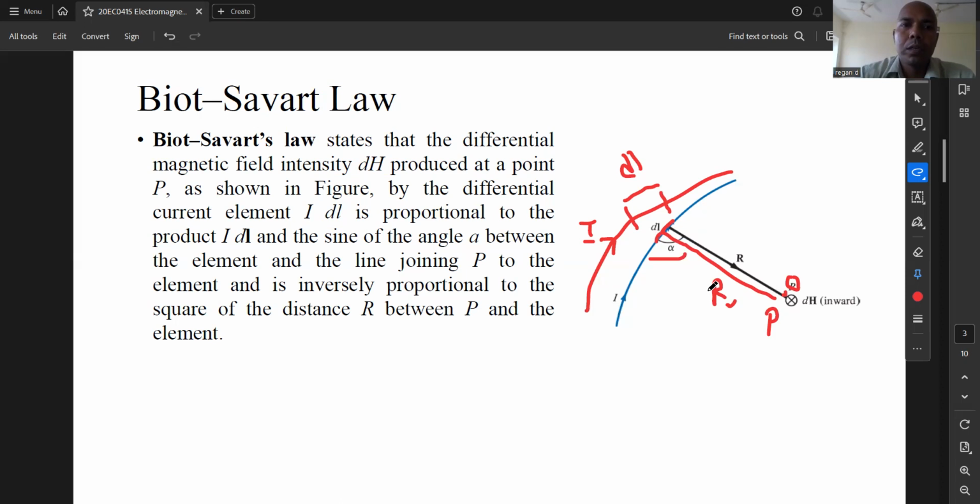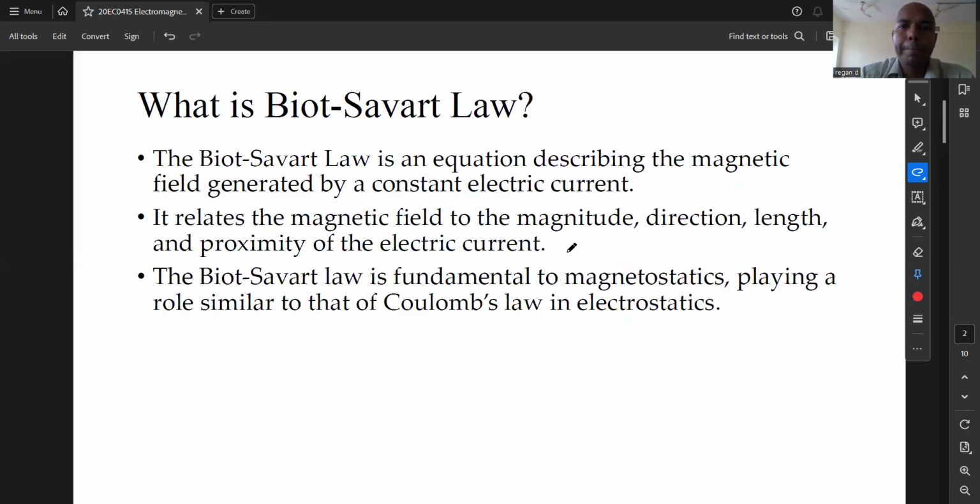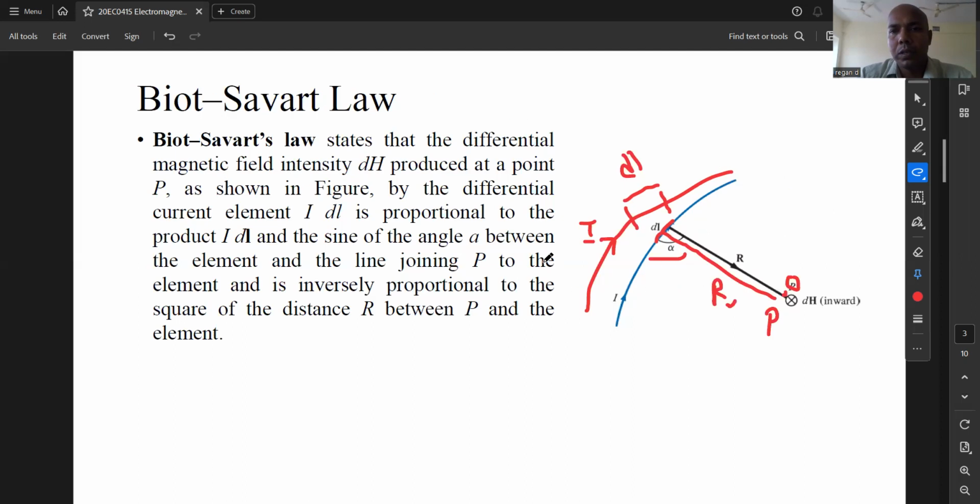As I said earlier, in the Biot-Savart law, the magnetic field is related to the magnitude, direction, length, and proximity of the electric current. Now we see here that the current flowing through this conductor is I, and we are taking a differential length dl, which is connected to point P, where we are measuring the magnetic field. The distance is r, the angle is alpha. Now we can define the Biot-Savart law.